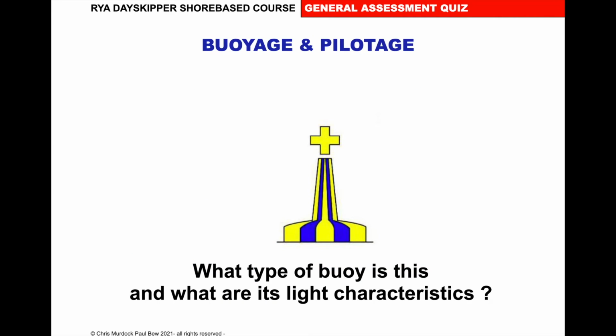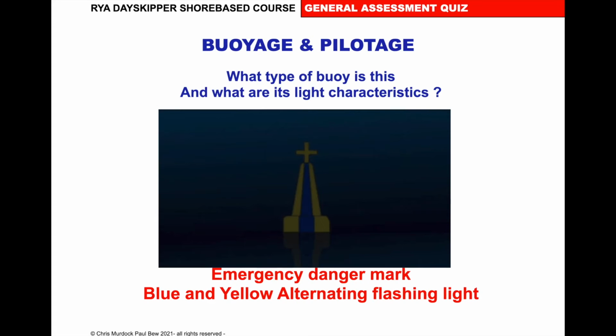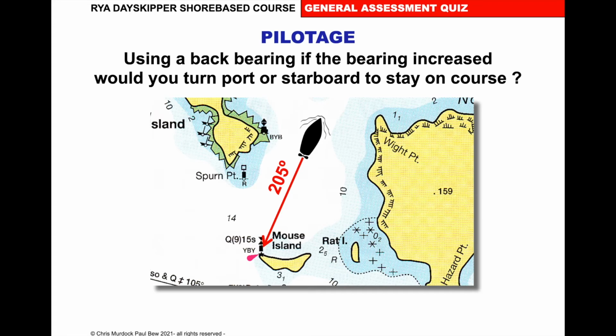What type of buoy is this and what are its light characteristics? Let's have a look. It's an emergency danger mark, and it shows a blue and yellow alternating flashing light. Using a back bearing, if the bearing increased, would you turn to port or starboard to stay on course?